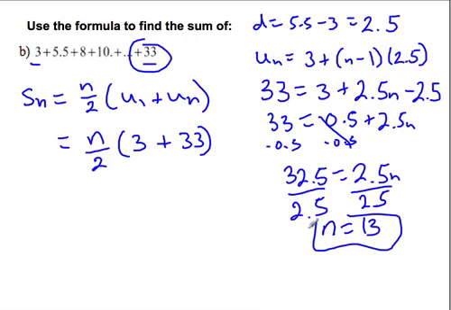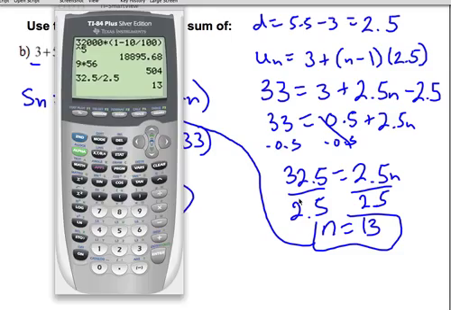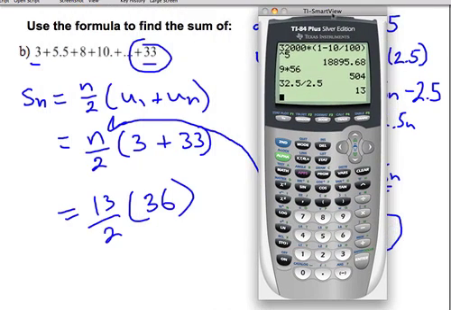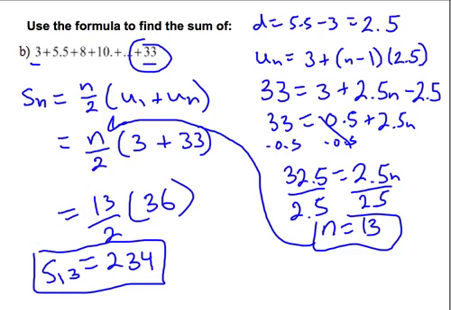And now we know our n. Let's substitute that back into the formula. So we have 13 out of 2 times 36. Let's do that on the calculator as well. 13 divided by 2 times 36, and we get 234. So 234 is the sum of the first 13 terms in that series. Okay, next.